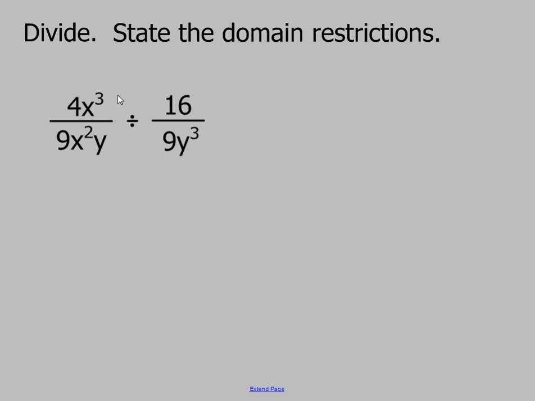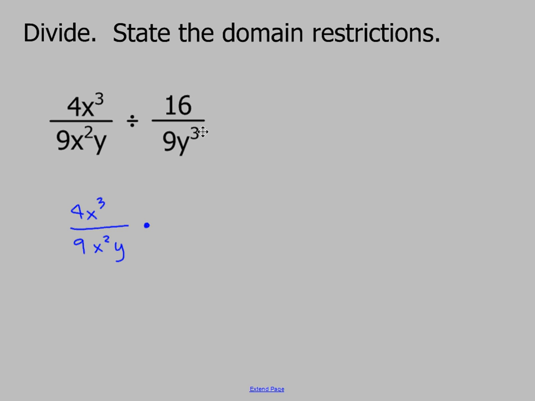So this first rational expression, we're going to leave exactly the way it is. So this is 4x to the third divided by 9x squared y. So nothing changed with my first rational expression. Now, instead of division, I'm turning it into multiplication, and I need to do the reciprocal. To do the reciprocal, I flip the top and the bottom.